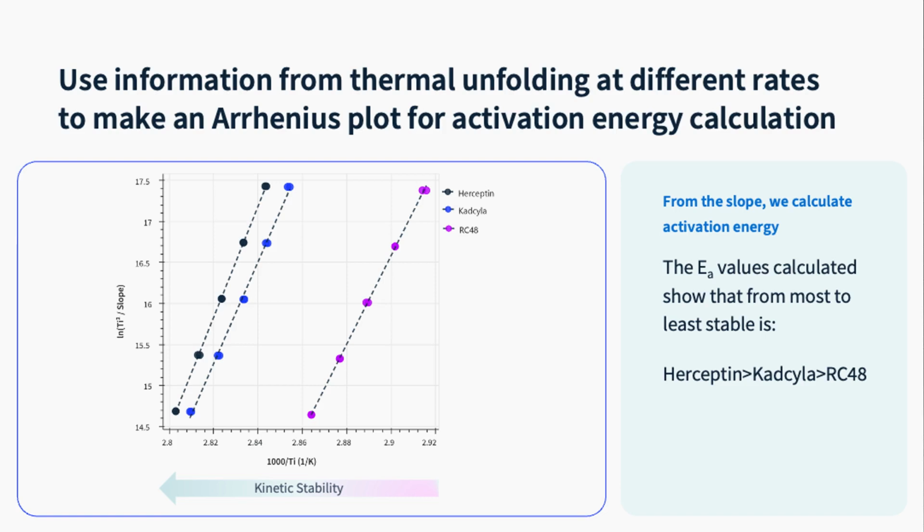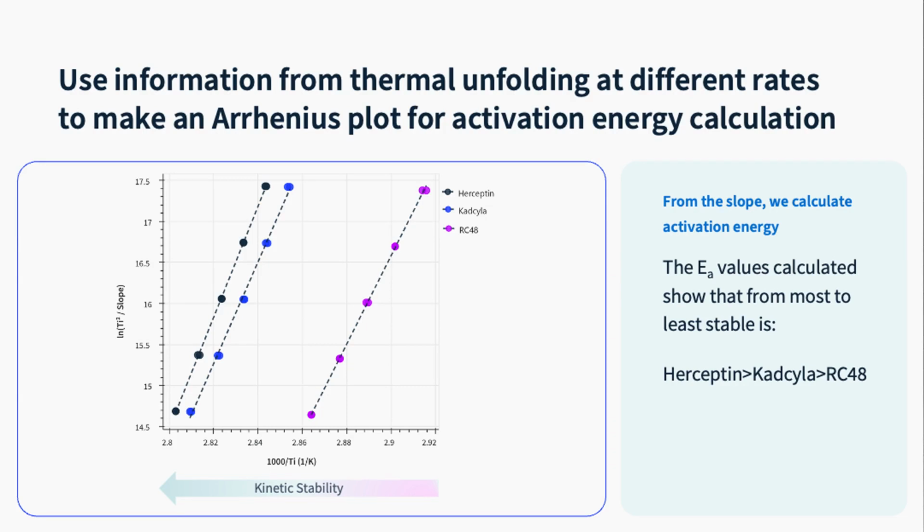long-term stability. Like the thermal unfolding data, we see that the conjugation has slightly reduced the kinetic stability of Kadcyla relative to Herceptin, but not by much. By comparison, the activation energy and therefore kinetic stability of RC48 is much lower, indicating that it's less stable, and this is consistent with the other stability data we've looked at. This is interesting because we're really seeing how the type of conjugation can affect an ADC's stability. So remember, RC48 uses cysteine binding, whereas Kadcyla uses lysine binding.